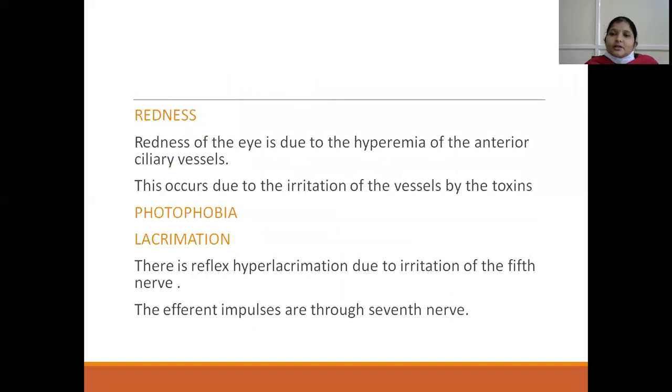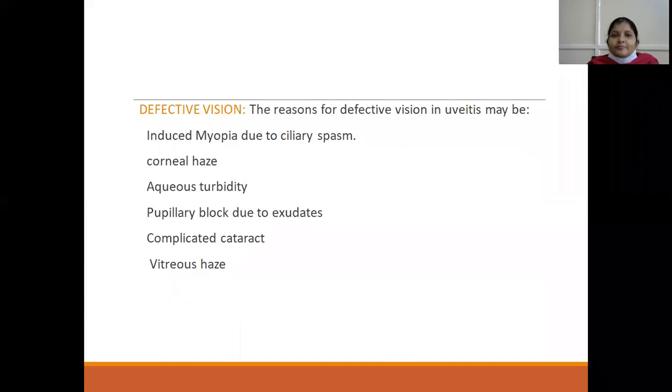Next main complaint is redness. This is because of hyperemia of the anterior ciliary vessels. This is because of irritation of the vessels caused by toxins. Next complaint is photophobia. That is, patient is intolerant to bright light. Next is lacrimation. There is reflex hyperlacrimation due to irritation of the fifth cranial nerve. The efferent impulses are through seventh nerve.